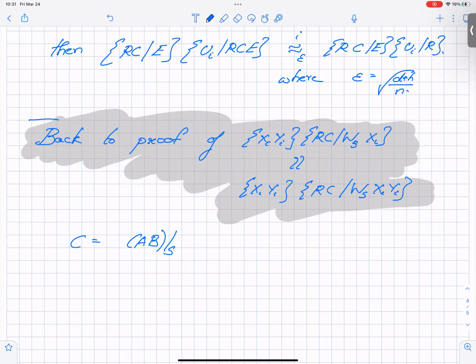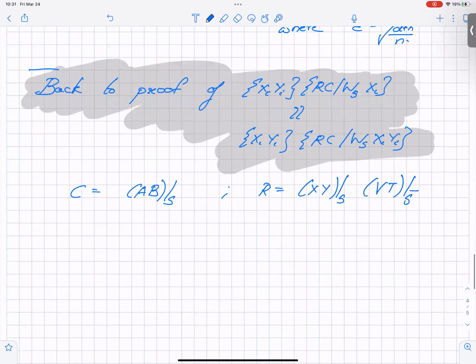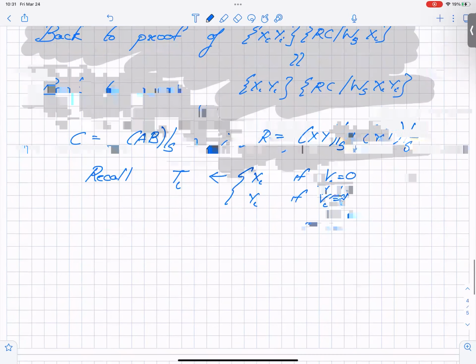So C was this, and R was XY restricted to S, and VT restricted to S complement. Now it will be convenient for me: T is the coordinates which I have picked up according to V. Let's call T bar the other coordinates. So recall Ti is set to Xi if Vi is 0, and yi if Vi is 1. It will be convenient, just for notation, to keep Ti bar to be exactly the opposite.